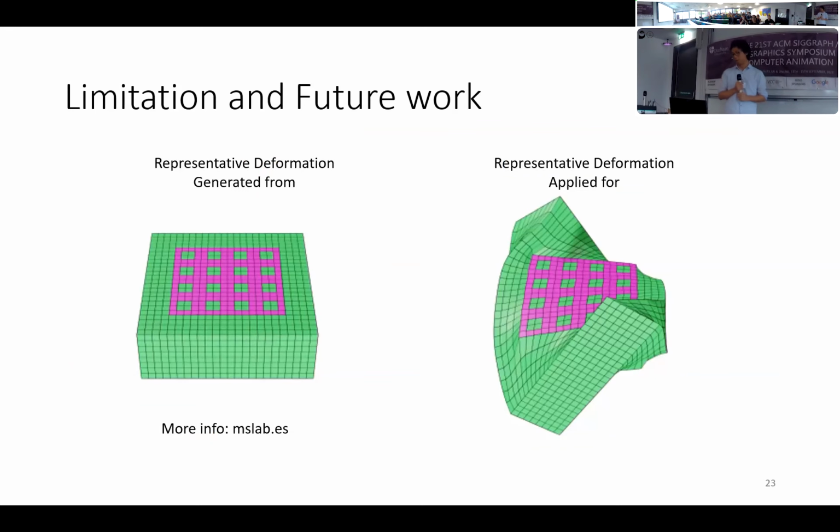And there are some limitations of our work. One of the limitations is that the data of the representative deformation is generated in the undeformed configuration, and it may not be representative in the deformed configuration. If you want to simulate extreme nonlinear materials, this may introduce error. Also, the number of deformation modes is only 6. So this might not be enough. And future work addressing this issue could be interesting.